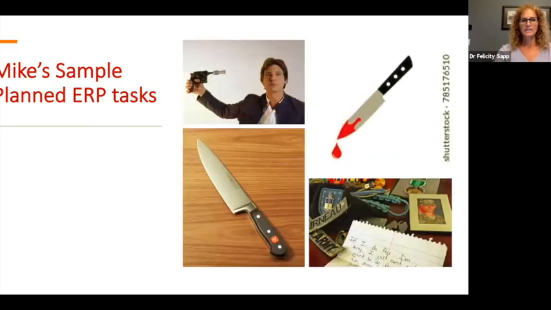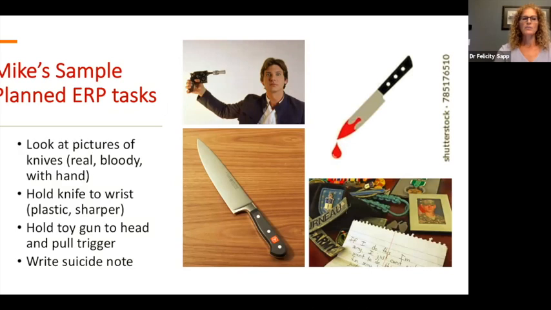So some of his planned ERP tasks were, again, we started with, I involved mom as well, but not as much because he was older. We looked at pictures of knives, and we started off with just real knives, and then ones with blood on it, and then one with a hand holding a bloody knife. We had real knives, and he started off with just looking at it, and then eventually holding it, holding it sort of hovering above his wrist, and then eventually putting it on his wrist as well. And then I had him get a toy gun, and he had to hold that, pull the trigger, and even point it at his head, and then had him also write a suicide note.